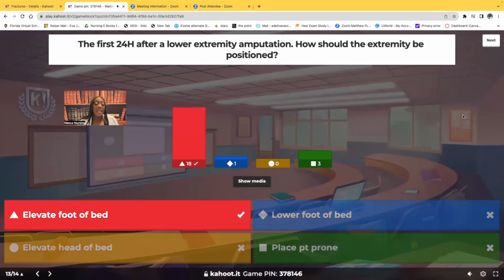Very good. Elevate the foot of the bed. Why? We want to decrease swelling. We want to bring that blood flow, the fluid back to the heart. We want to decrease swelling. So that first 24 hours, you're going to elevate the foot of the bed.